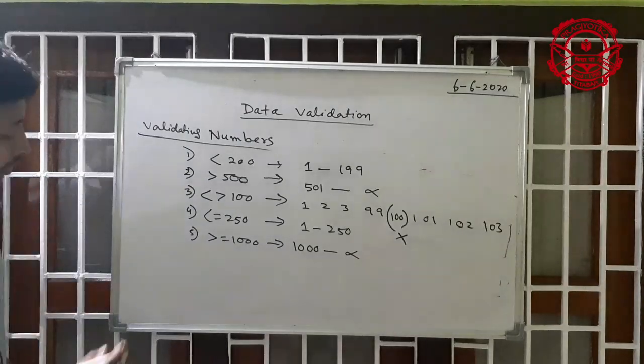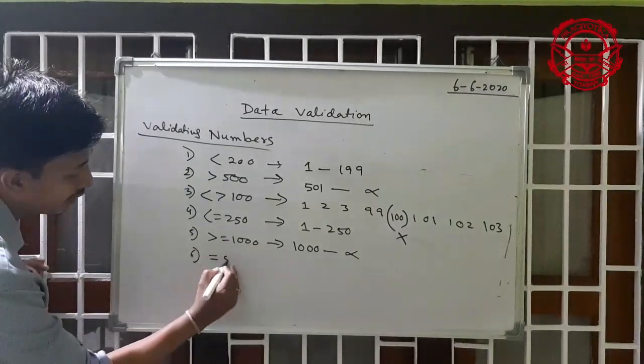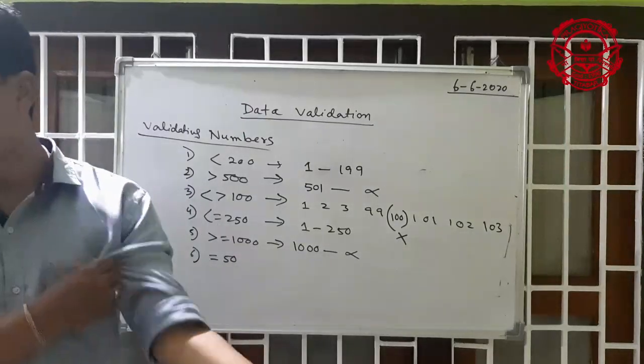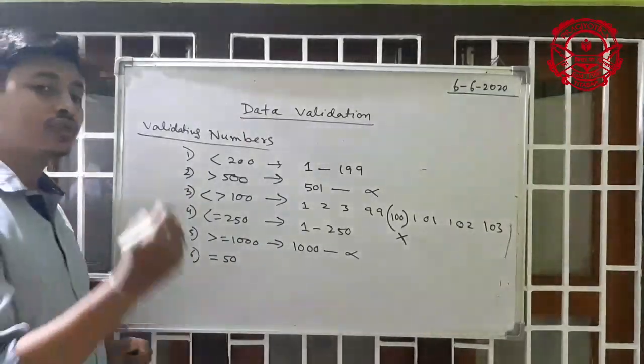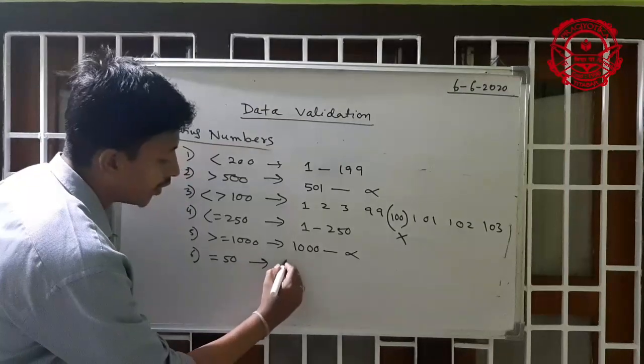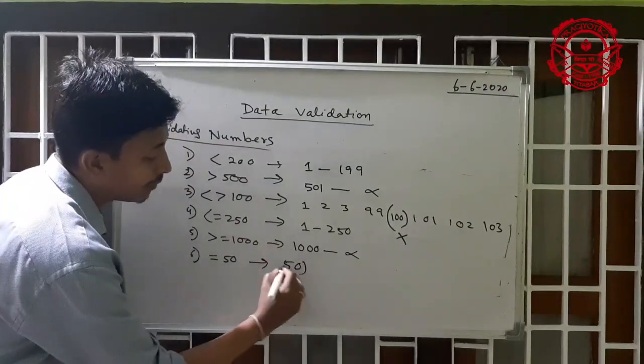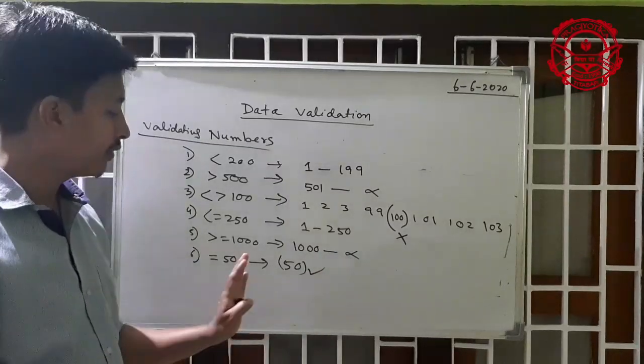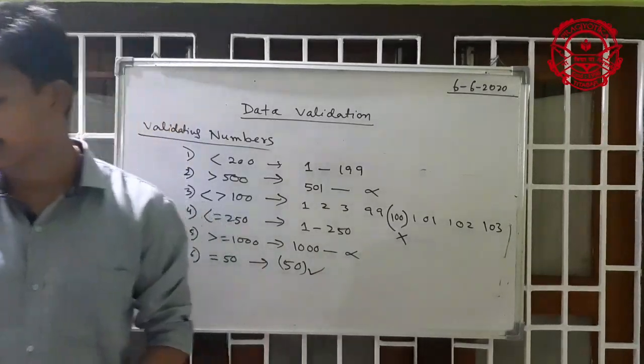Number 6 is equal to 50. The value must be equal to 50. Only the value 50 will be accepted.